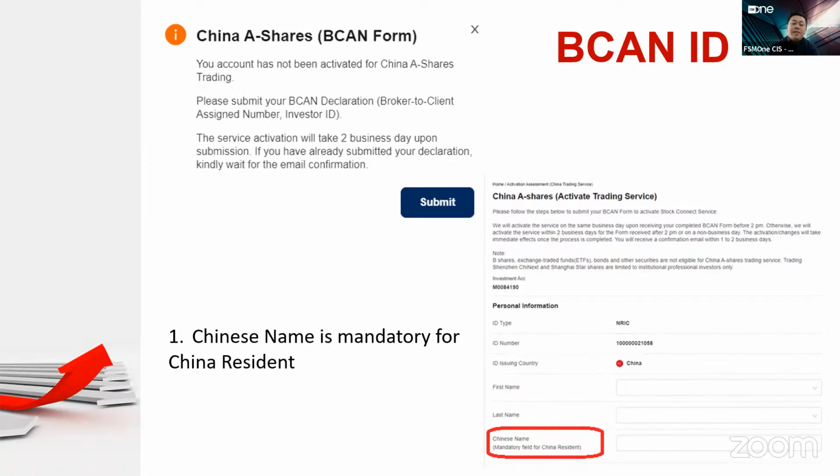The activation of this China Stock Connect service will be on the next business day if you meet the cutoff time, which is 1:20 p.m. As long as you submit the Beacon ID form to us online before 1:20 p.m., your Beacon ID will be activated on the next business day. But if you submit the Beacon ID after 1:20 p.m., after the cutoff time, then it will take T+2 business days to process and activate.